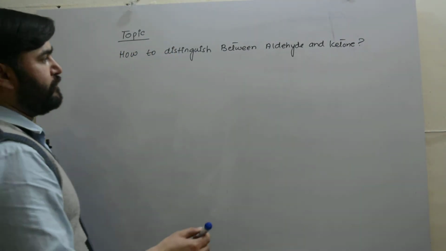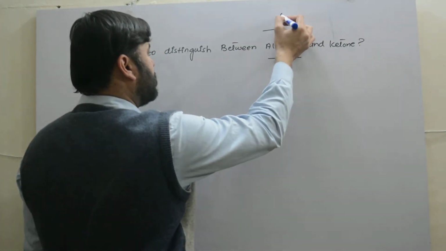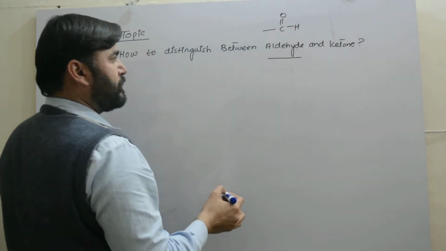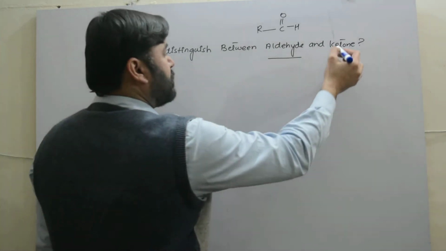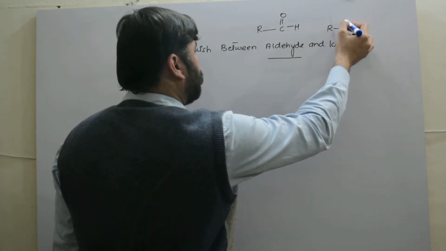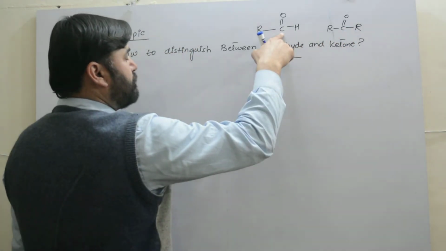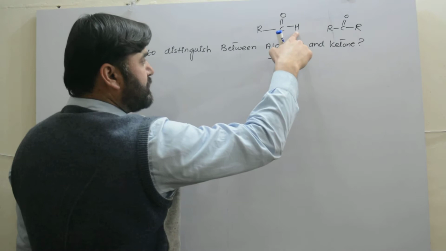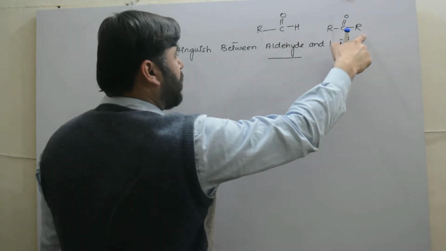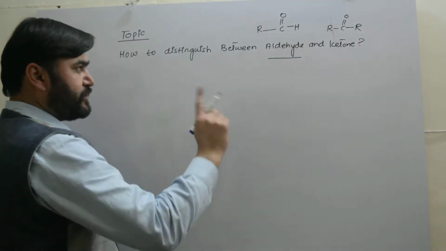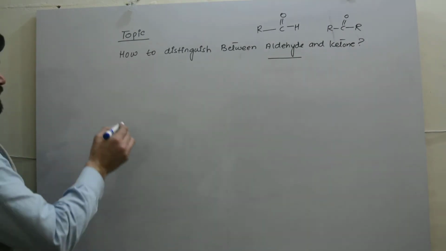The first thing you need to remember is: what is an aldehyde? An aldehyde is a compound which contains the C double bond O group with H present. In a ketone, on both sides of the carbonyl group there is an R. This is a carbonyl compound, C double bond O. If H is present, it is an aldehyde. If both R groups are present on the opposite sides of the carbonyl, it is called a ketone.